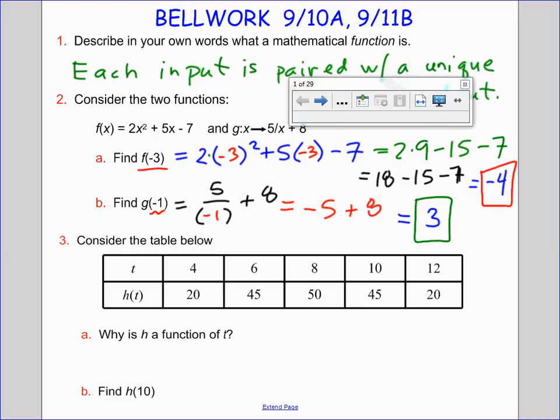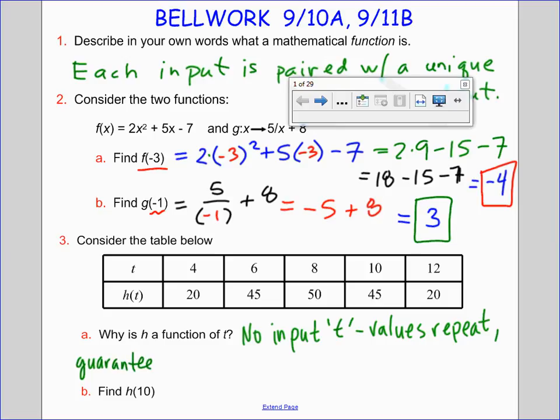Good job. So why is h a function of t? The short reason is no input t values repeat. Right? Guaranteeing, that sure looks like a Q, not a G. Guaranteeing that each input is paired with a unique output.